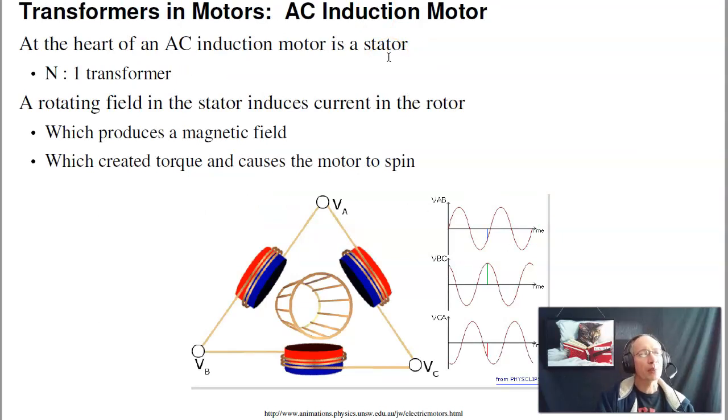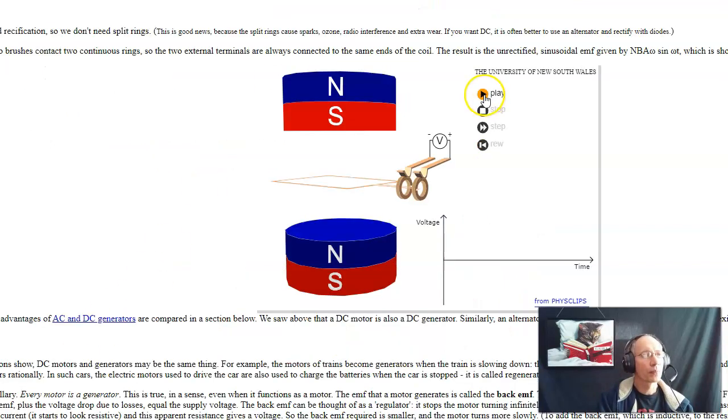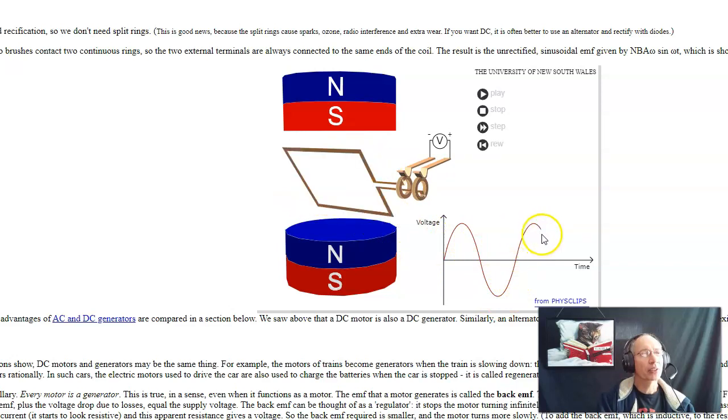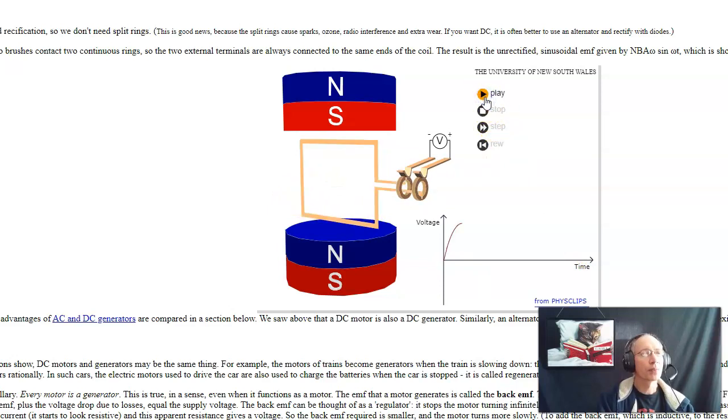Another example of where transformers are used are the AC induction motors. Now, to illustrate how motors work, if I take a coil and rotate it around a magnetic field, I produce current, and the current I'm going to get is a sine wave. If I leave it open, I get a voltage. So naturally, if you have a rotating coil in a magnetic field, I get an AC sine wave.